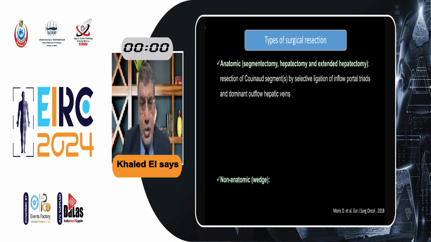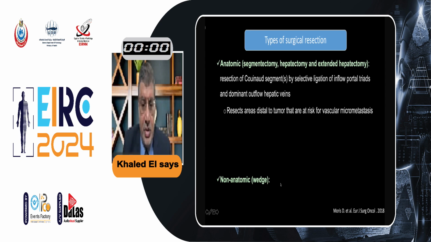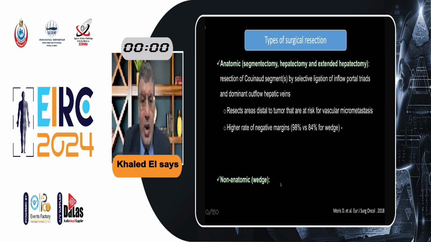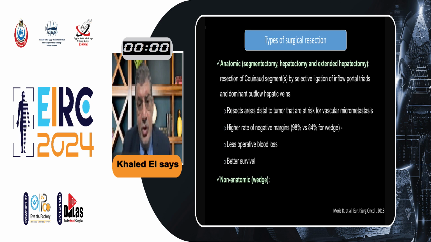Moving on to types of surgical resection, you have the anatomic resection and the non-anatomic resection. The non-anatomic resection is what I showed you in the previous case, which is basically a wedge resection of a metastatic deposit. Why is the anatomic resection preferred by many surgeons? Because you resect the coronal segment with selective ligation of the inflow portal triads and the dominant outflow hepatic vein. So it's safer because you resect an anatomy with its blood supply and drainage, right?